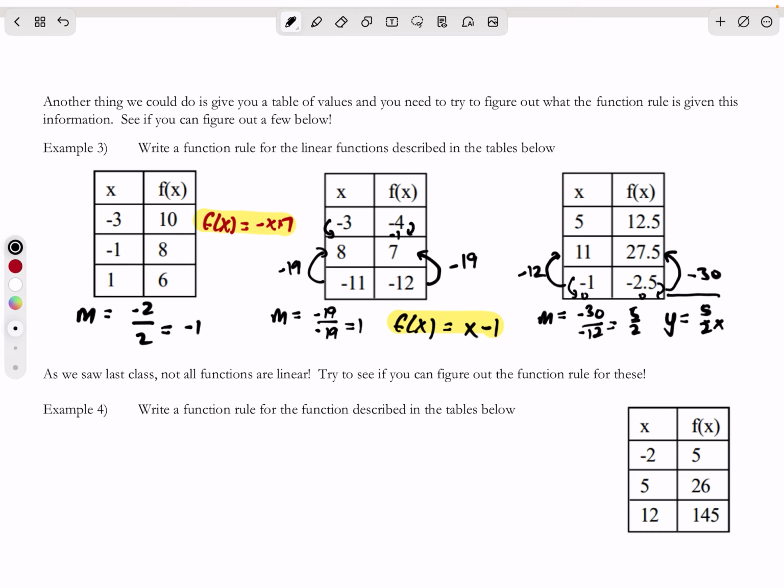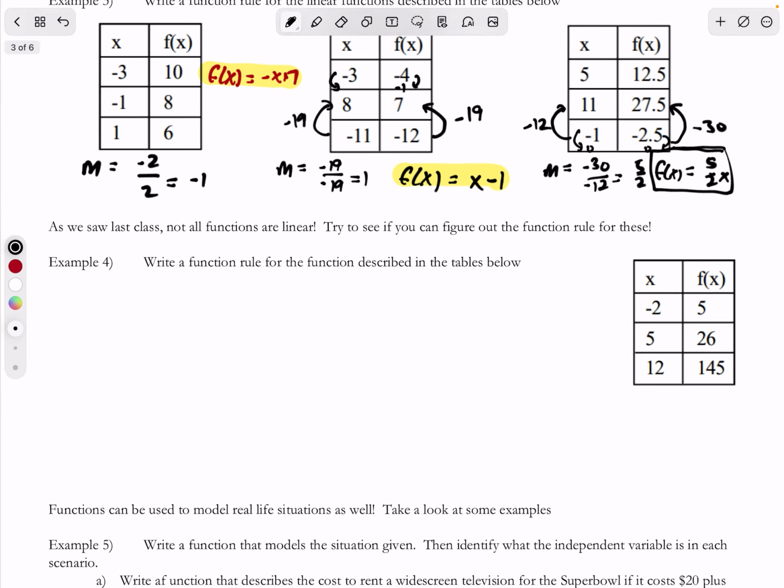Oh, not y though, we're using function notation. See, I'm a victim of my own success. There we go. F of x equals 5/2 x, or 2.5x. Whatever, either one.